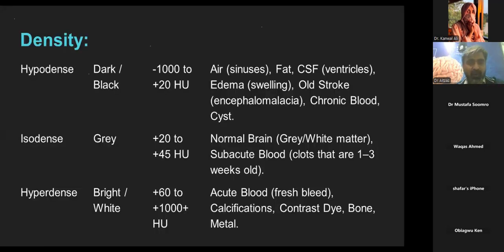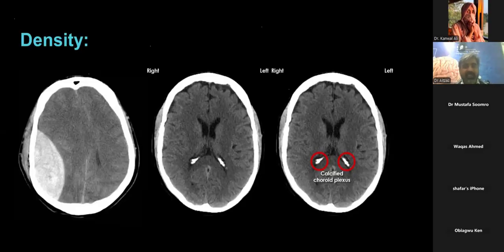So for the density, I will go through this one. On CT scan, hypodense: sinuses usually, fat, CSF, edema, old stroke, encephalomalacia, chronic blood and cystic lesions. Isodense: normal gray white matter, subacute blood. You have seen that isodense could be a subdural hematoma. Hyperdense: acute blood, fresh blood, calcification, contrast dye, bone and metal.